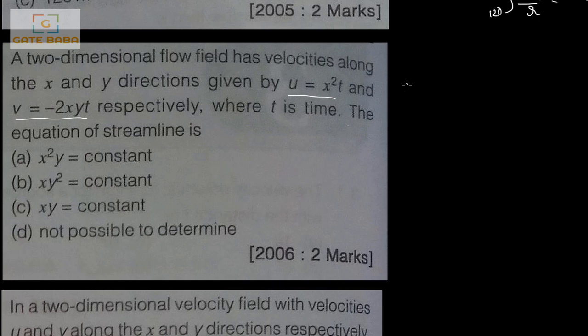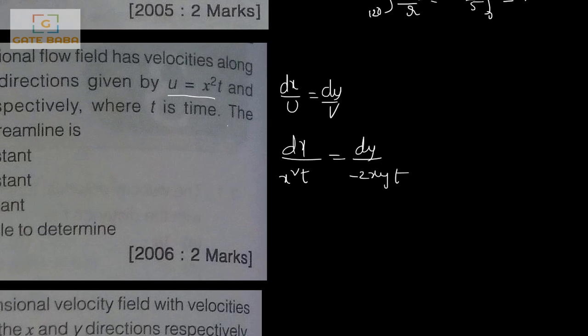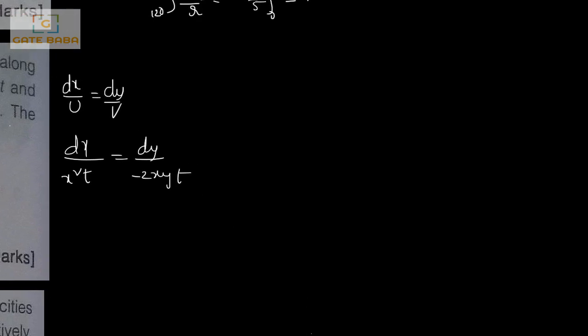So what is the equation of streamline? We know that dx by u equals dy by v. Just put whatever u, whatever v. So from this, dx by x square t equals dy by minus 2xyt. From this I can write, t will get cancelled, and x square will cancel by one x. So that is dx by x equals minus dy by 2y.